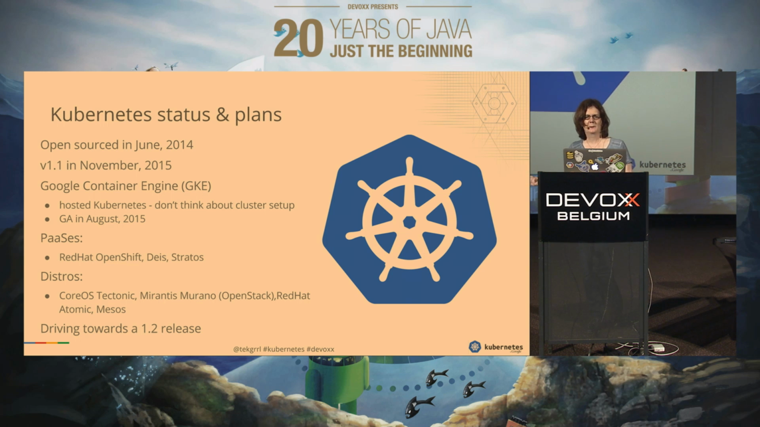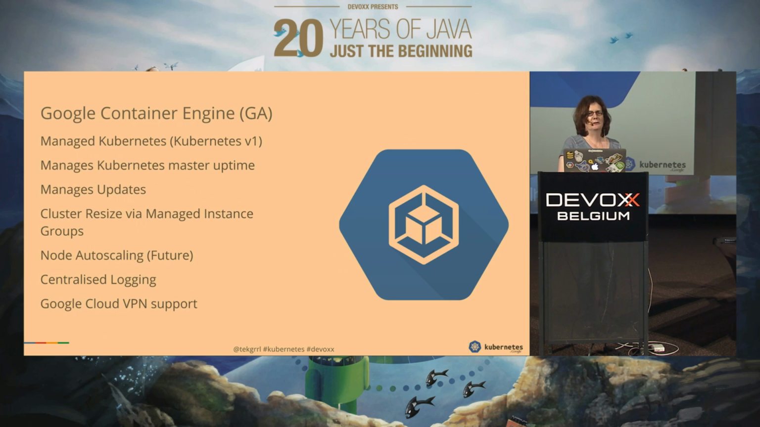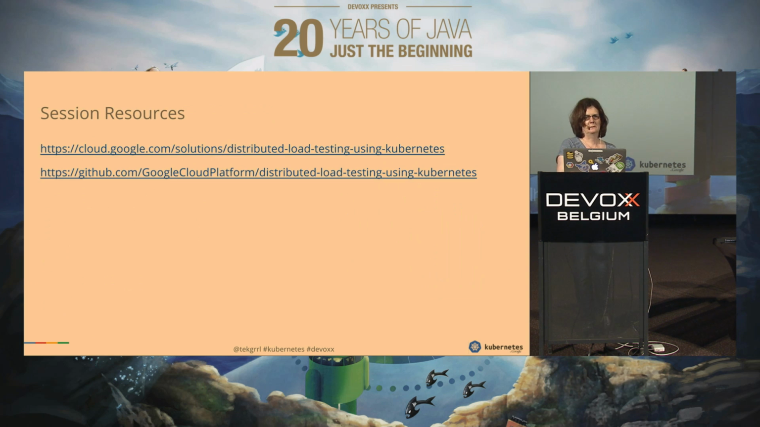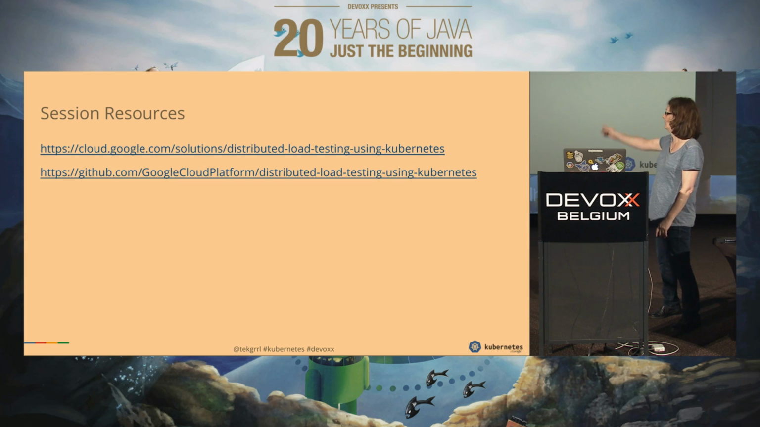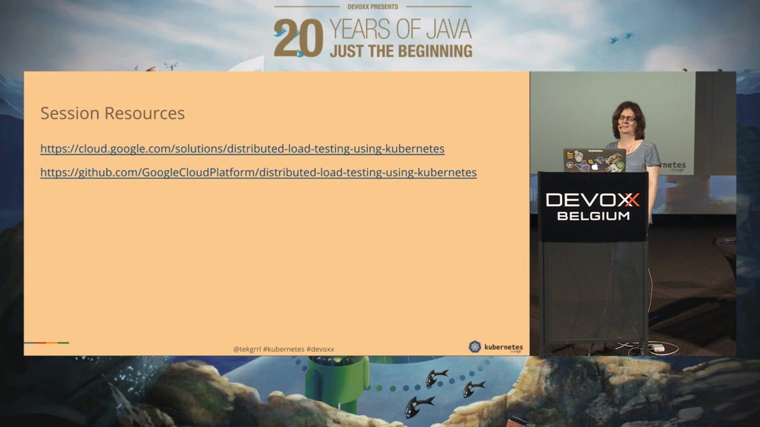Container Engine went GA in August 2015, but there's plenty of other options for running Kubernetes. In terms of platform as a service offerings, Red Hat, OpenShift, Deis, Stratos, Chorus, Tectonic, Mirantis Murano, Red Hat Atomic, Mesos, and Mesosphere. They also have it as well. So check out Kubernetes. Container Engine, again, we've already talked about this, manages Kubernetes uptime. And the resources for this session, which you'll get the slides for, which you can just follow, we have a solution that's based on this talk. Well, my talk's based on the solution, actually. And also we have a GitHub repository with everything in it, everything you need.